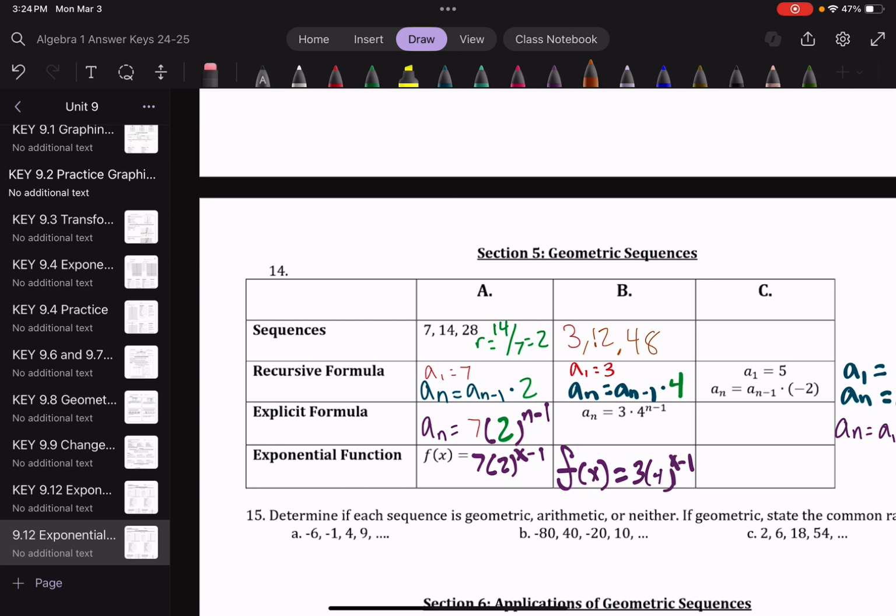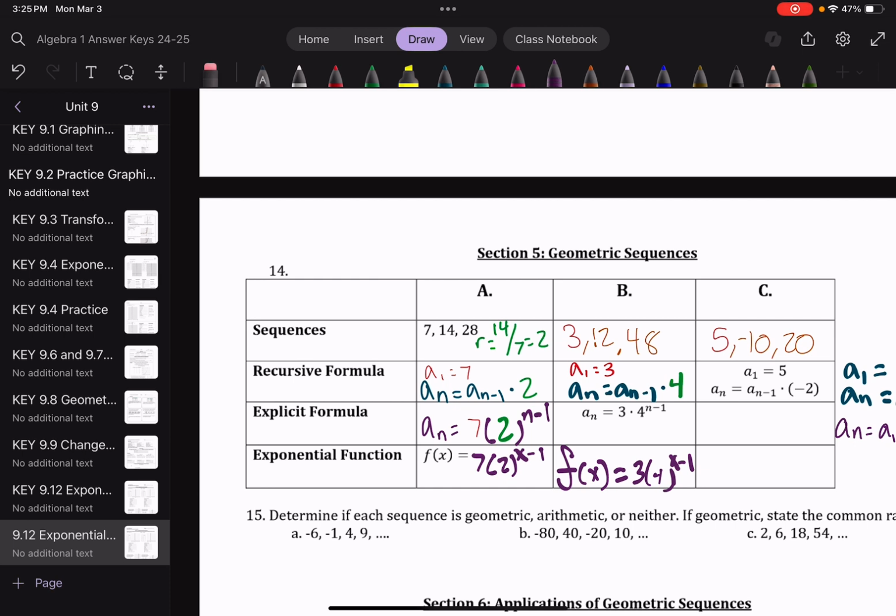And then if I'm looking at sequence C, my initial value is 5. And it looks like I'm multiplying by a negative 2. 5 times negative 2 is going to give me a negative 10. Negative 10 times negative 2 is a positive 20. So I'm just reversing my signs each time.